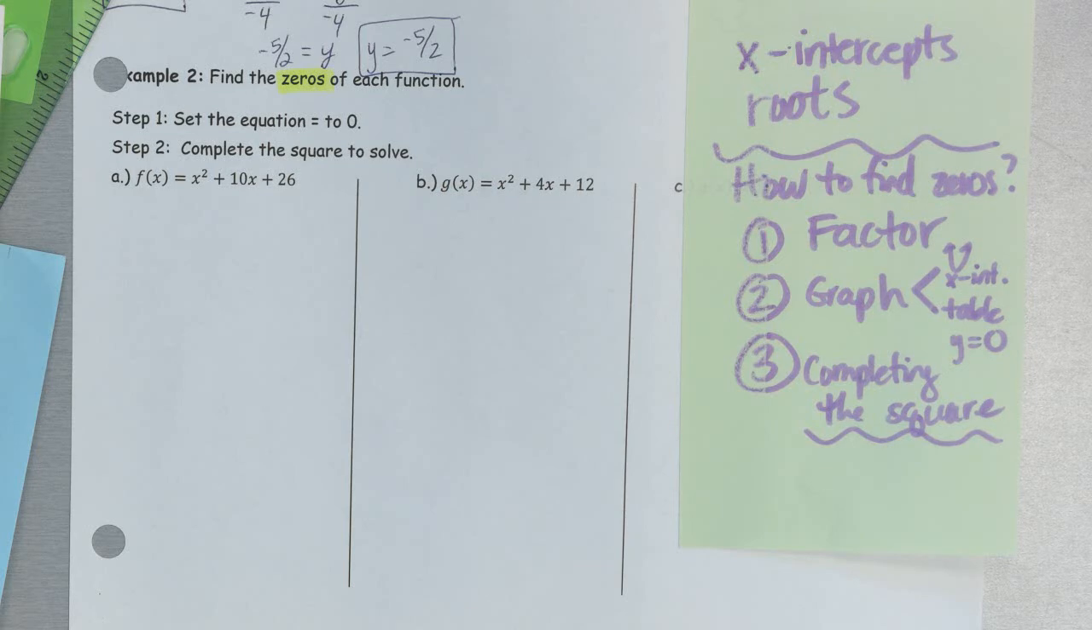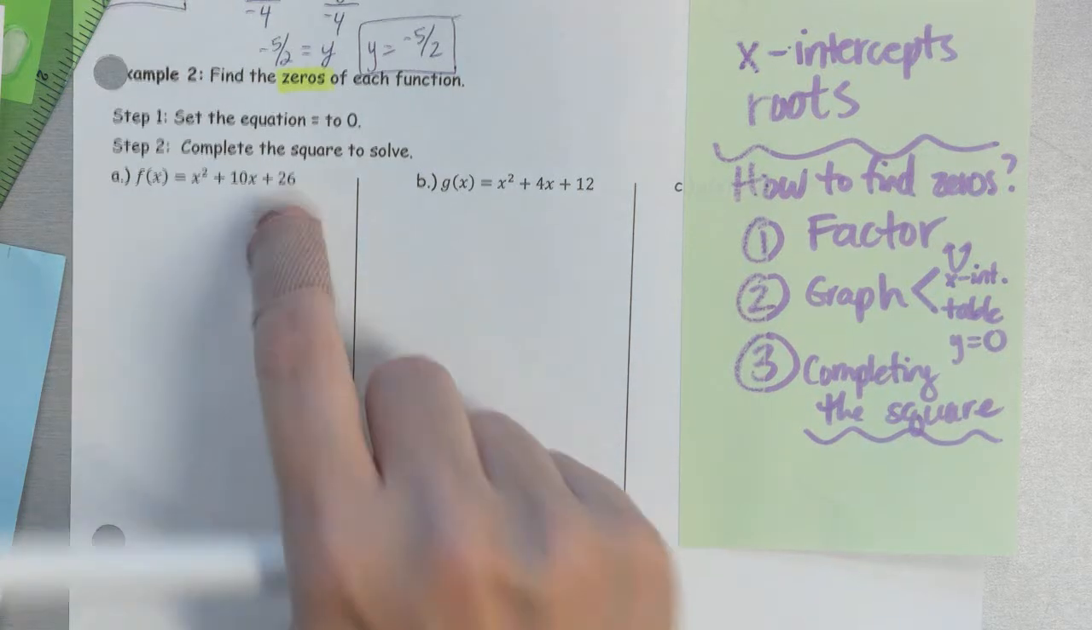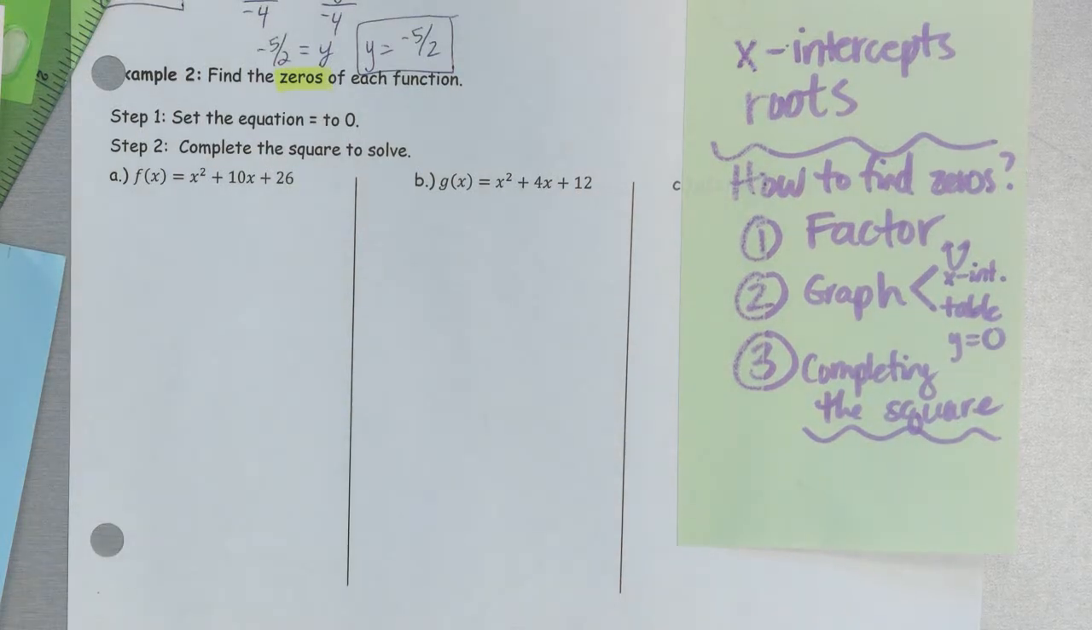So for A, let's talk about factoring that. If I was factoring, I'd have to find two numbers that multiply to 26 but add to 10 because they're both plus. Well, factors of 26 are 1 and 26, 2 and 13. Are any of those going to add to 10? Okay, so we can't factor.